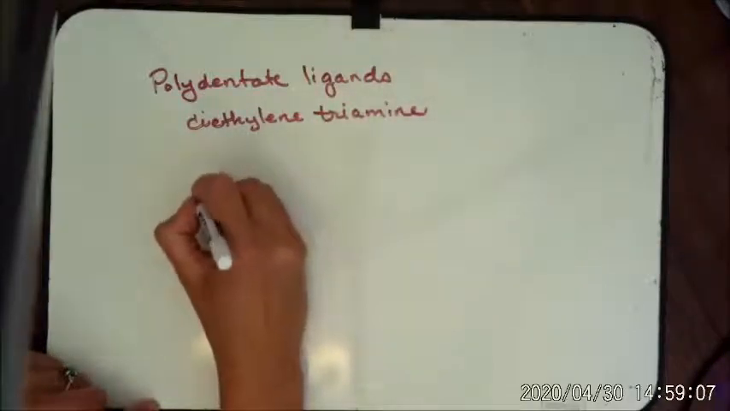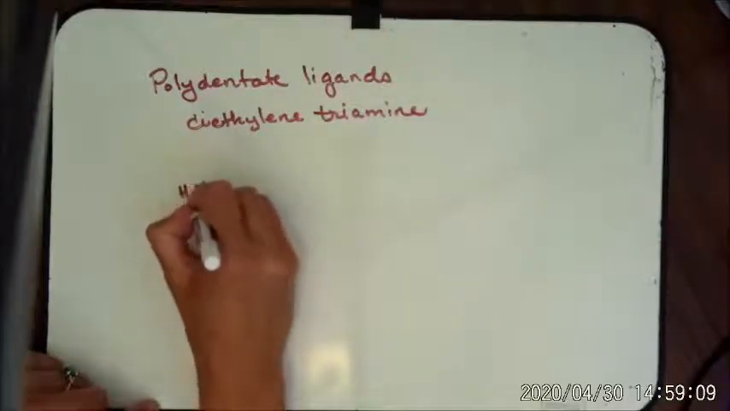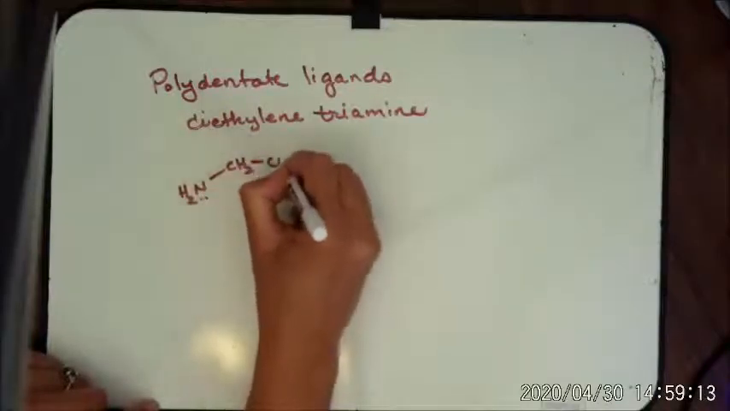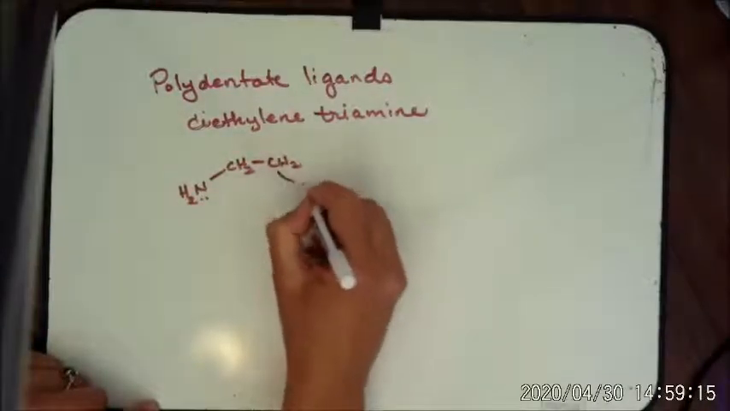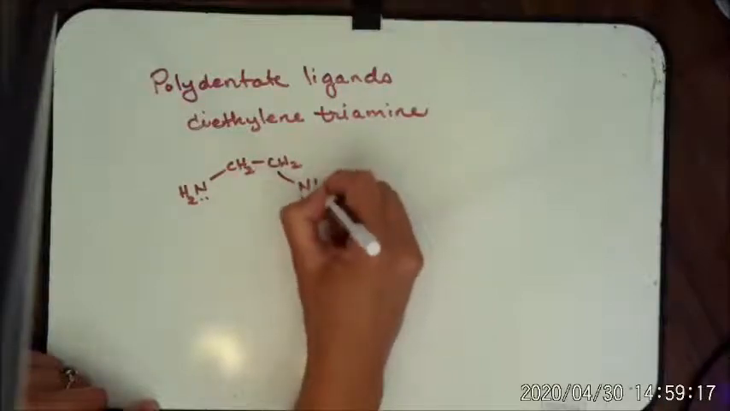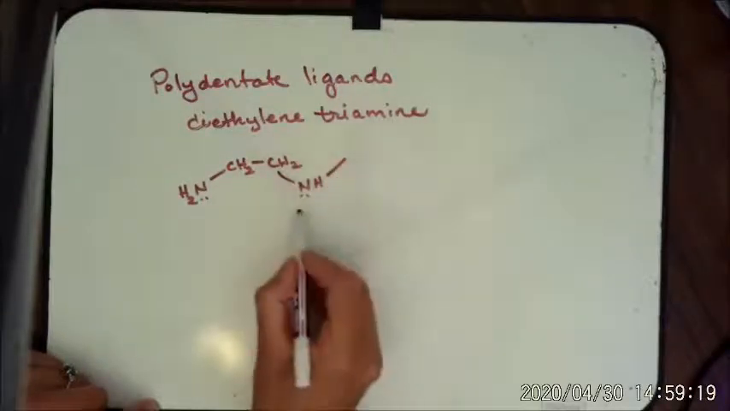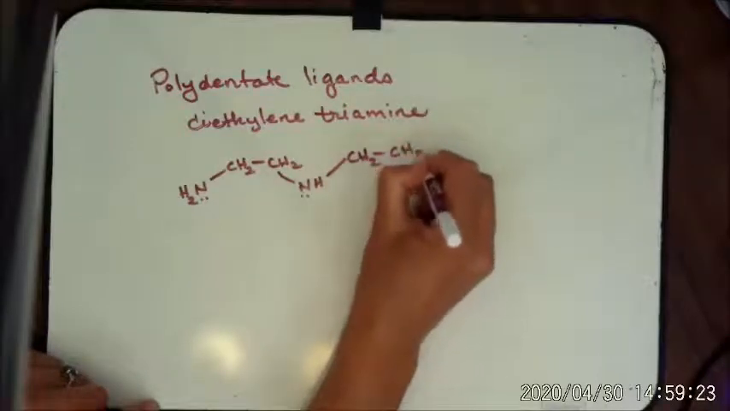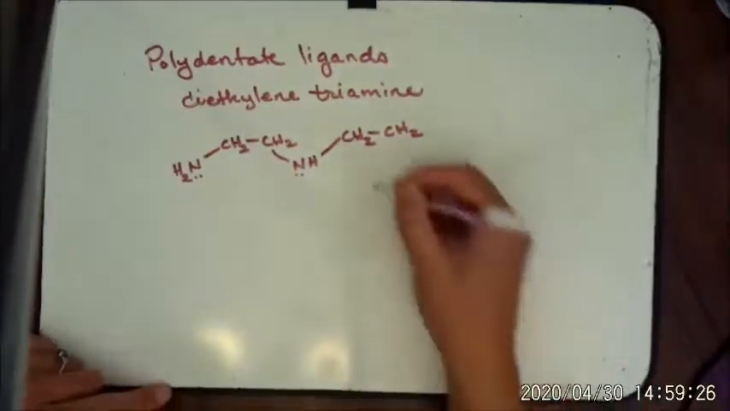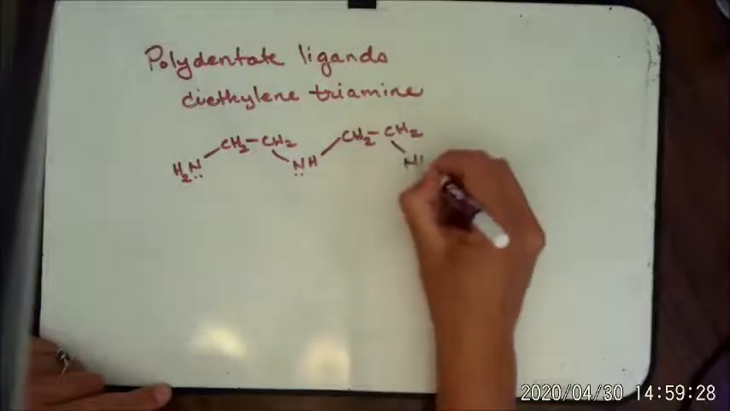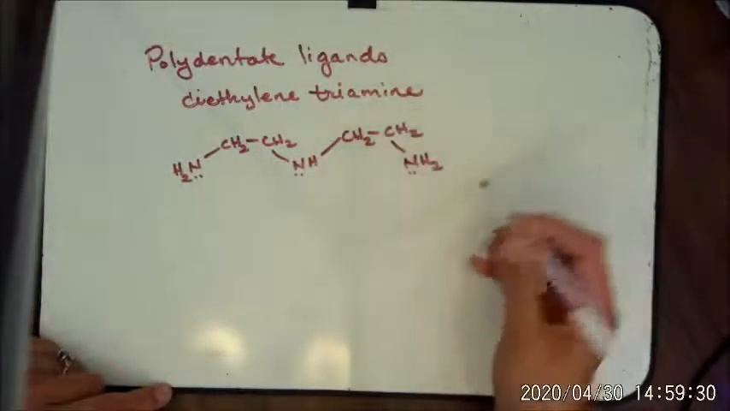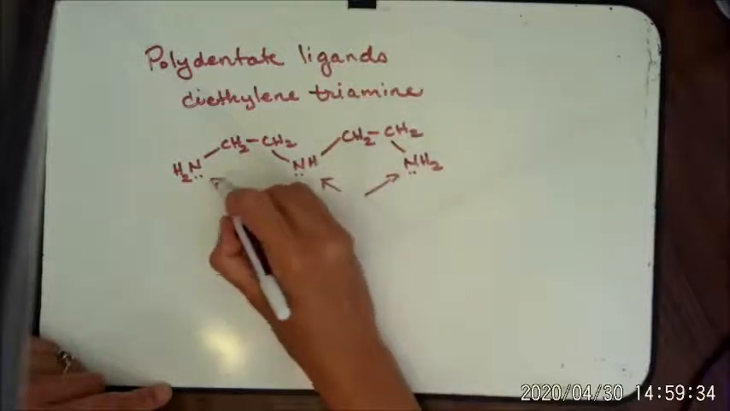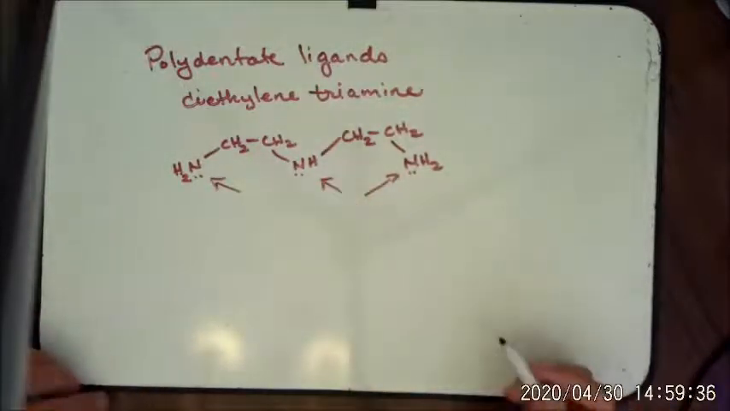And this one has nitrogen with its lone pair. It has 2 carbon. This is my second donor atom. Then I have my 2 carbons. And then here's my third donor atom. So basically, this is a tridentate. It's like 3 teeth to it.